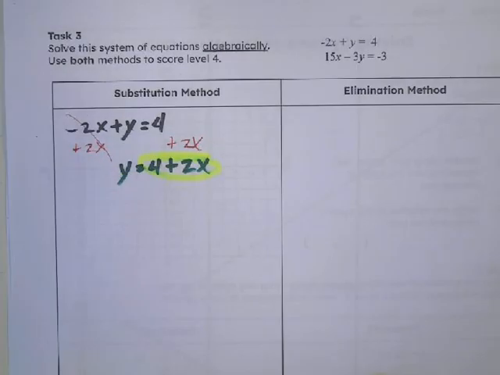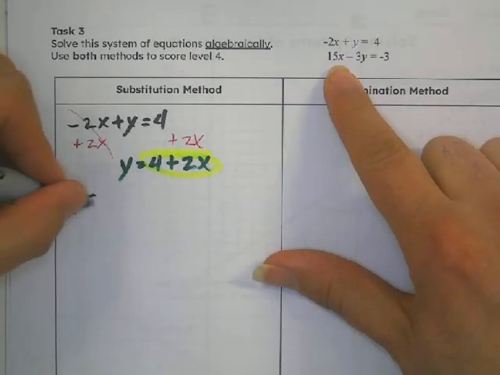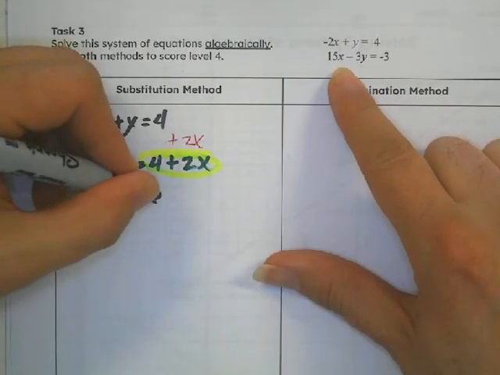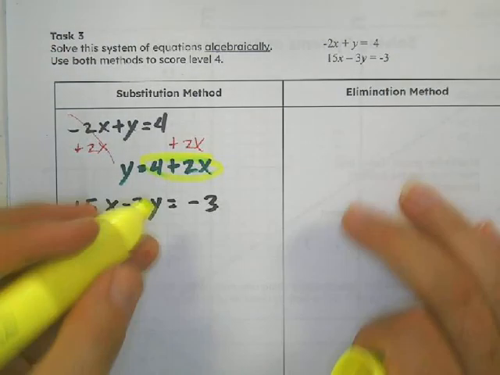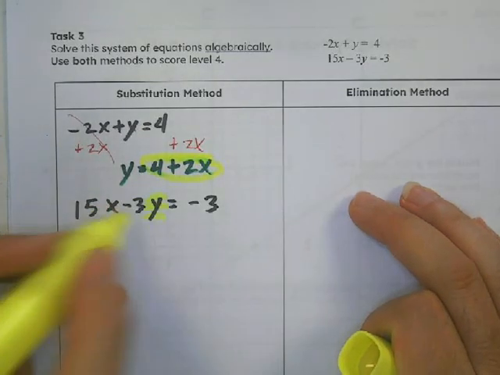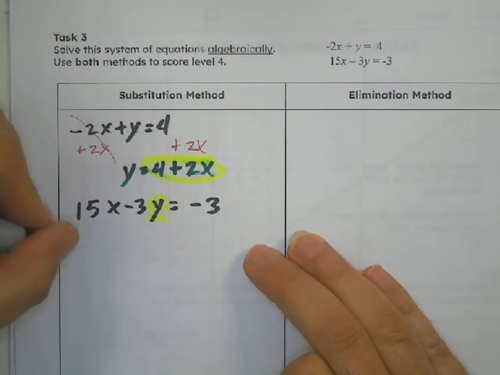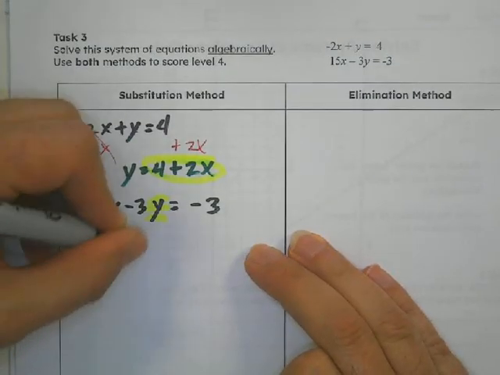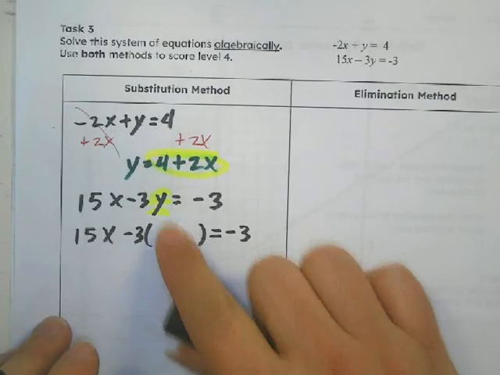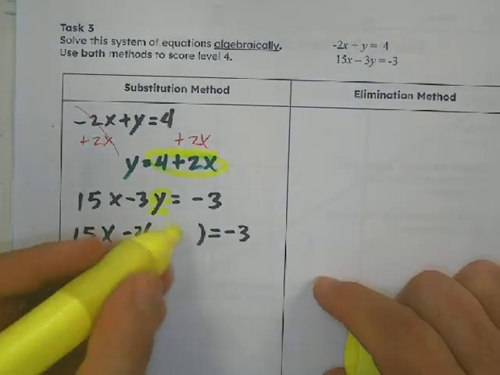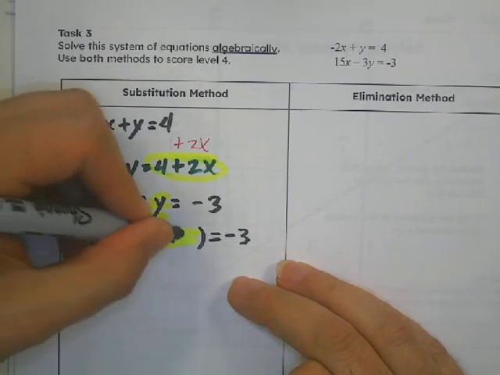So my original equation is 15x minus 3y equals negative 3. And what I'm going to do is substitute, replacing y with 4 plus 2x. So let's do that now. I've got 15x minus 3 times that yellow stuff. So instead of writing y, I'm replacing it with 4 plus 2x.